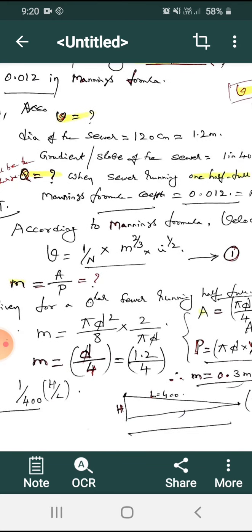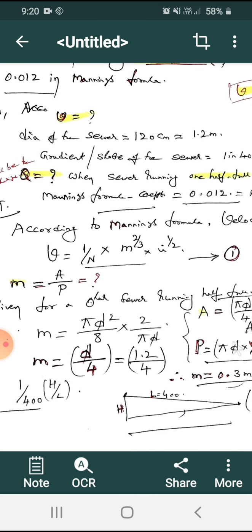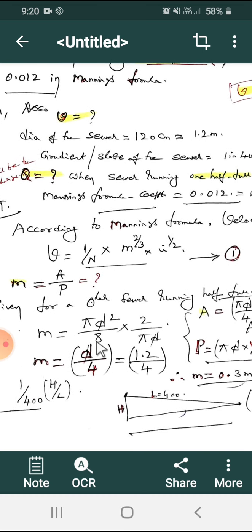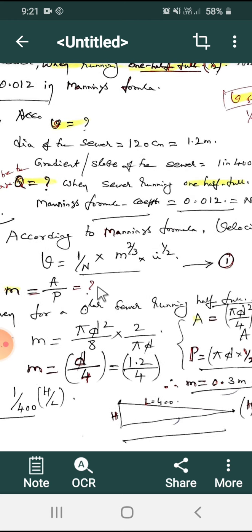M is equal to pi d square by 8. Here we have taken M as pi d square by 8, and this pi d square by 8 is divided by P. Therefore, P is equal to pi d by 2. So that 2 will go upward and then pi d will be here. Just to multiply, this is A by P, you have to calculate.